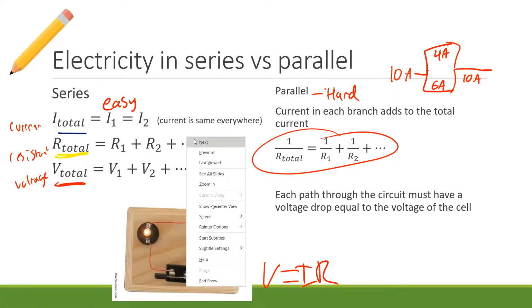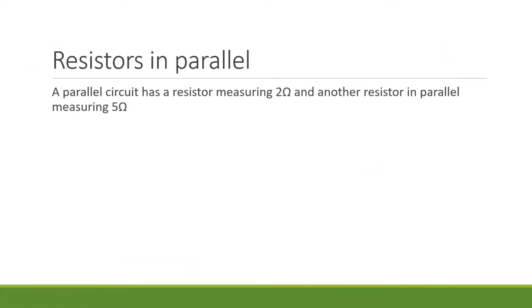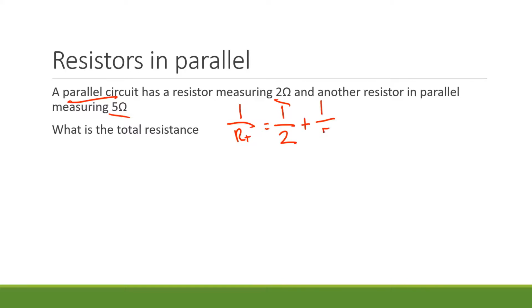Resistance in parallel. A parallel circuit has a resistor measuring 2 ohms and another resistor in parallel measuring 5 ohms. What is the total resistance? So how you calculate it, watch carefully. A parallel circuit has resistors measuring 2 ohms and 5 ohms. That means that 1 over the total resistance is equal to 1 over 2 plus 1 over 5.